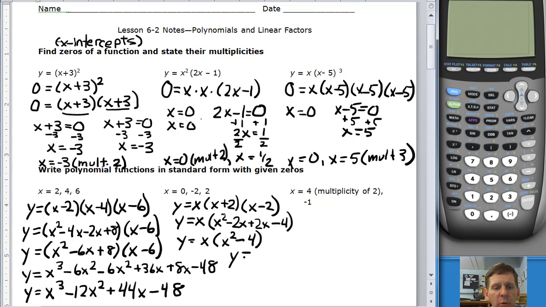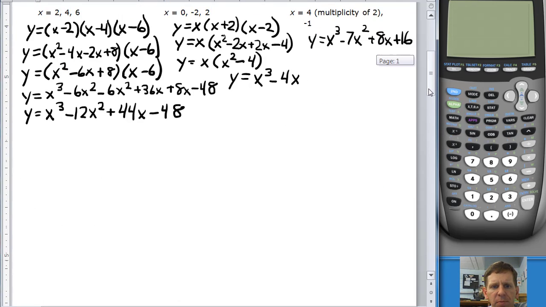We've got one more step to do here. We need to distribute the x times the x squared into the negative 4. So if you do x times x squared, you get x cubed. And if you do x times negative 4, you get negative 4x. In class, you'll have an opportunity to crunch out this problem as well. If you're wondering what the solution is, the answer to this problem is going to be y equals x cubed minus 7x squared plus 8x plus 16. And you'll have an opportunity to work on this during class today. Let's take a look at this next set of problems.